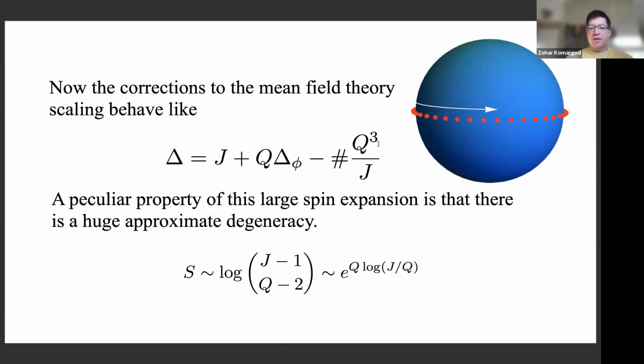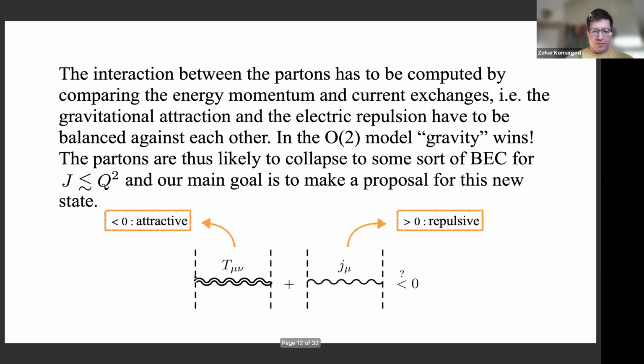So it's important that this interaction, which might change the ground state of the system eventually when J is of order Q squared, is attractive. We don't exactly know the form of this interaction, but we know that it is attractive because we computed a certain exchange diagram. And this is interesting, so let me make a small comment about it.